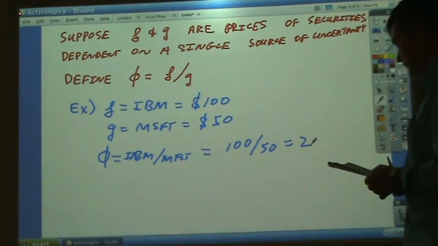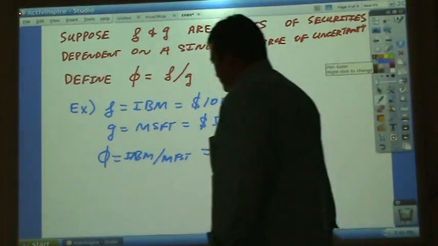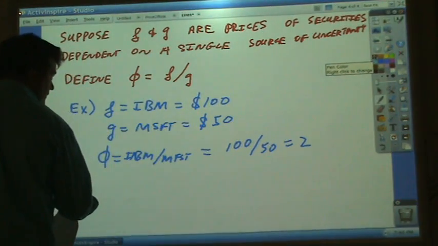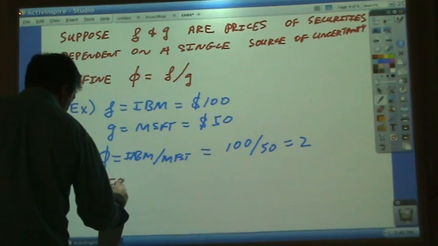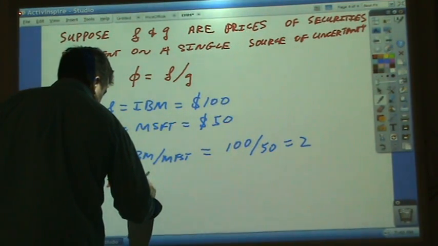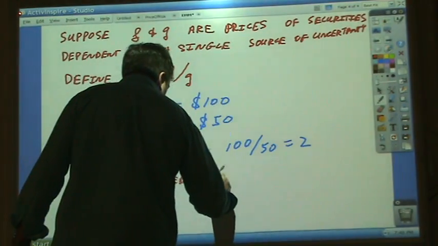And the thing we're using as the denominator is referred to as the numeraire.